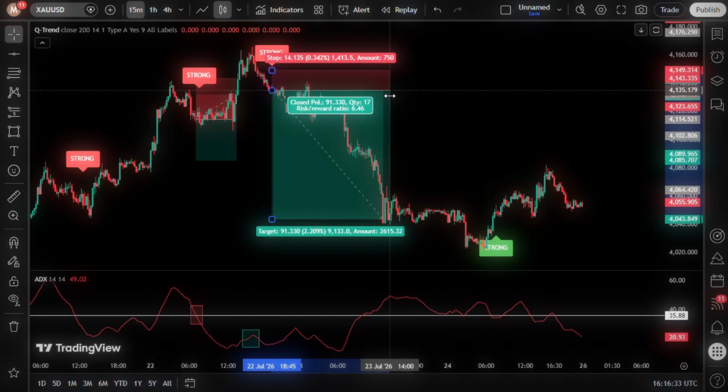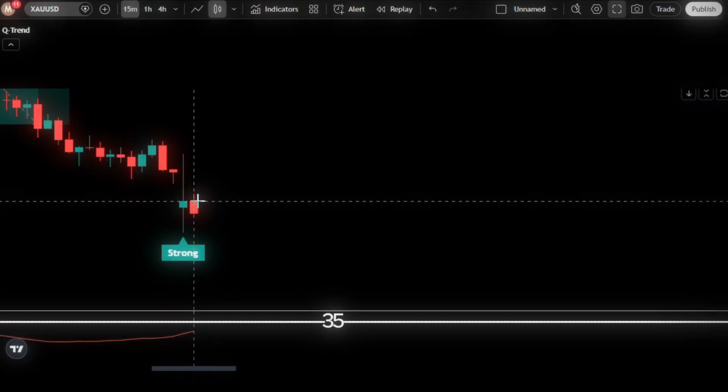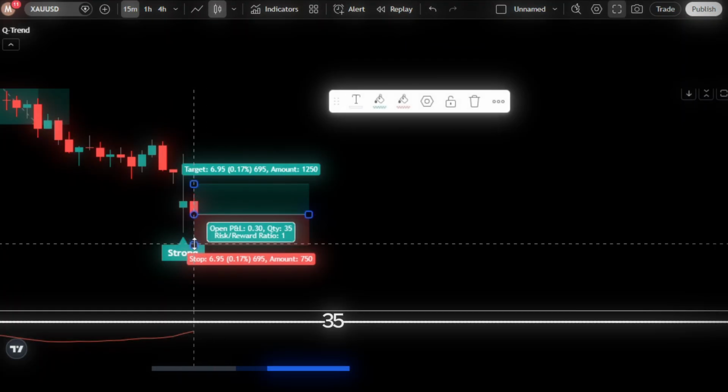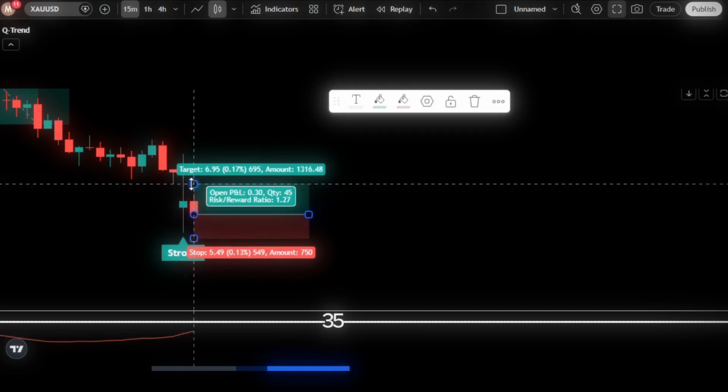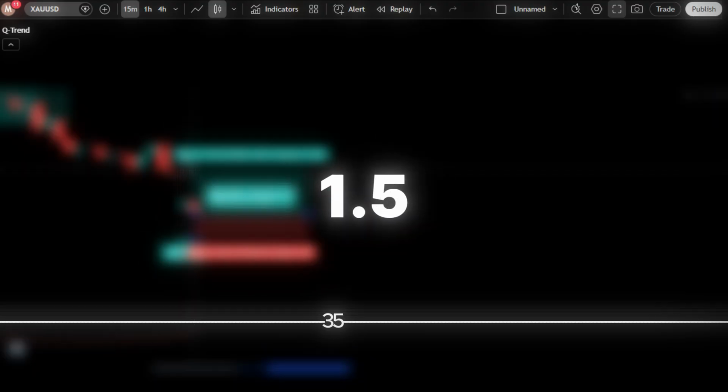Now the exact rules for entry. When you get a confirmed buy signal, you enter as the next candle opens. Your stop loss goes just below the previous swing low. Your target is 1.5 times your risk.